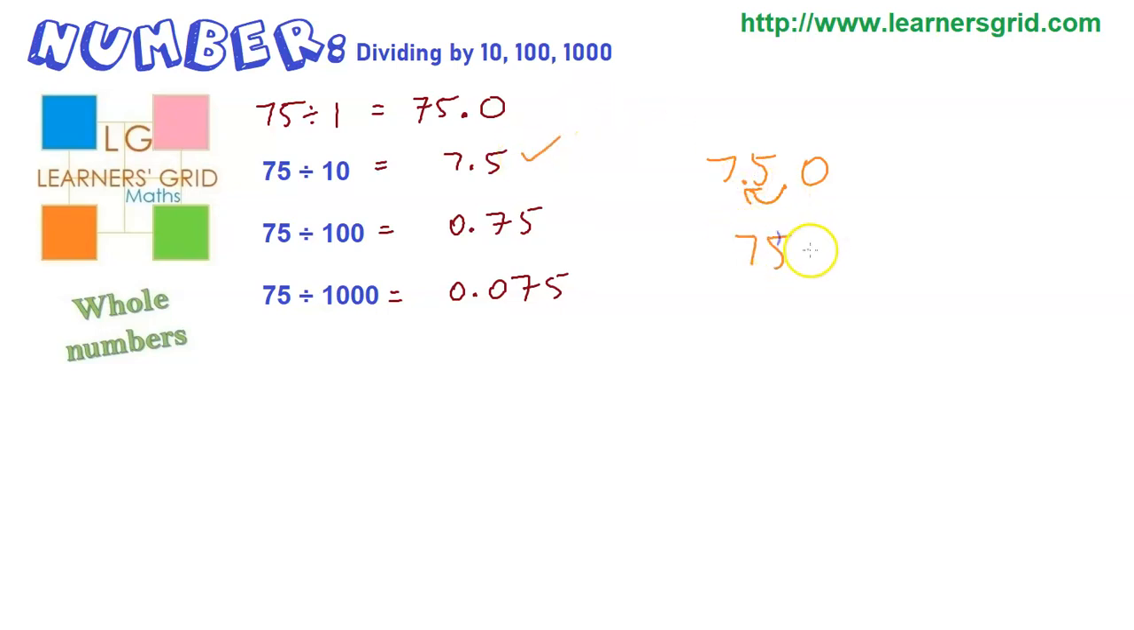If I have 75, decimal point goes here, divided by 100, so 2 zeros means this moves twice to the left. So it becomes 0.75, which is what we had here. And 75, decimal point, we're going to go 3 spaces, 1, 2, 3. Hold that space with the 0, put the decimal point there, and again you can see we ended up with the same answer here, 0.075. And that's how you can do it as well. And that's how you can divide by multiples of 10.